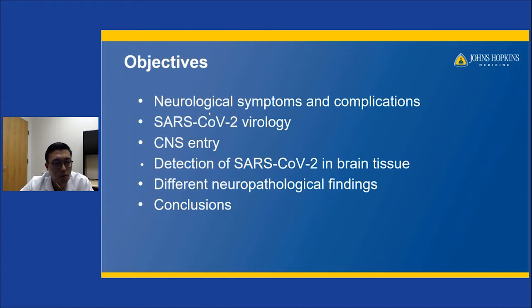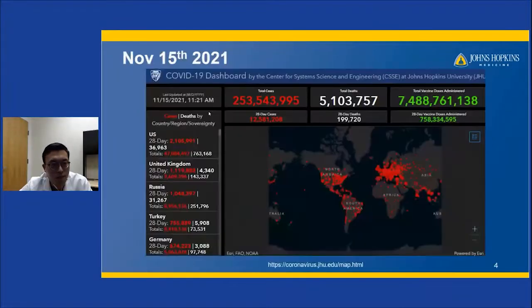Objectives. We'll be talking about neurologic symptoms and complications, and some virology, and how SARS-CoV-2 enters the brain CNS system. And we'll be spending quite a bit of time on data on detection of SARS-CoV-2 virus in brain tissue. And we'll discuss different pathological findings in this talk.